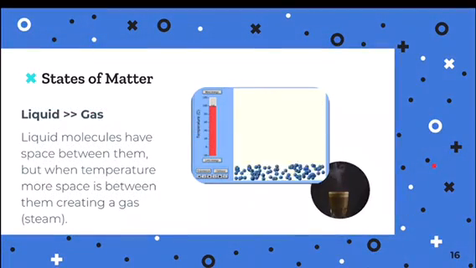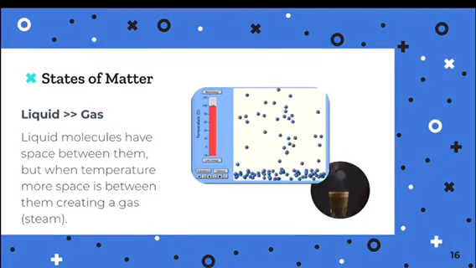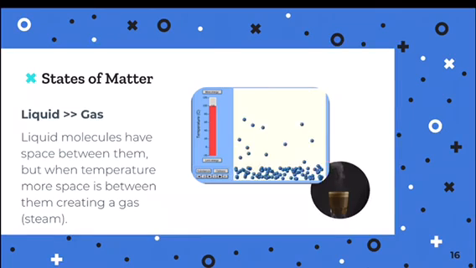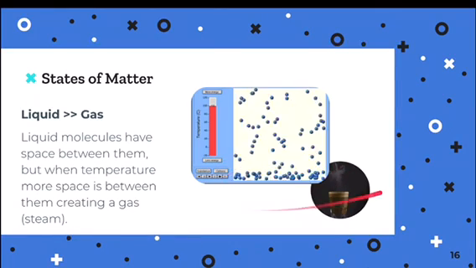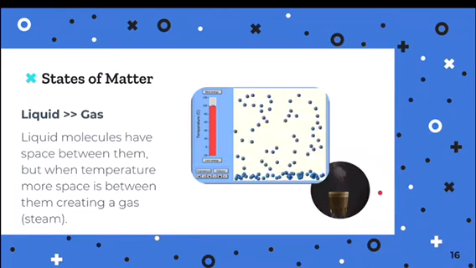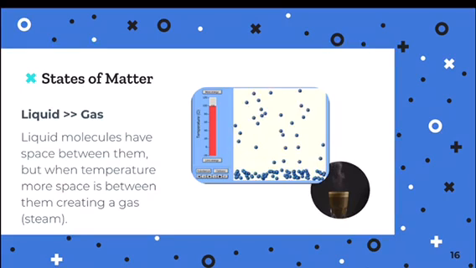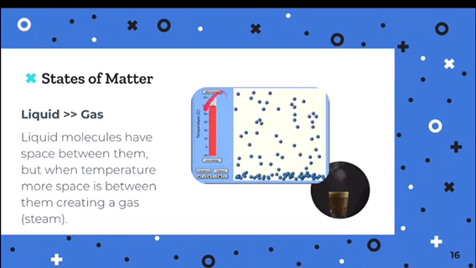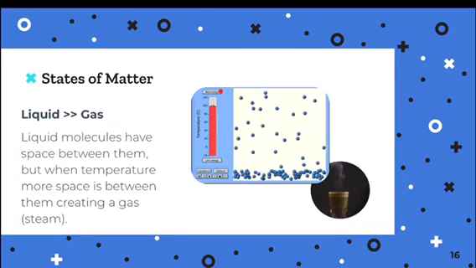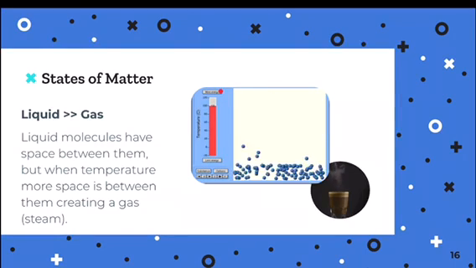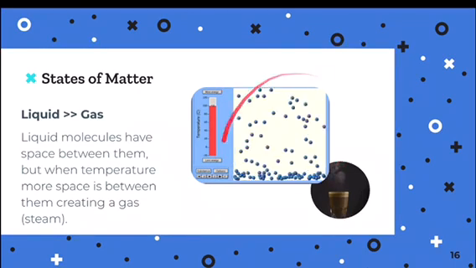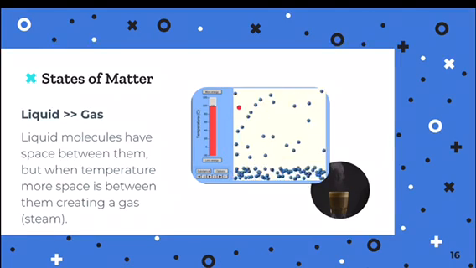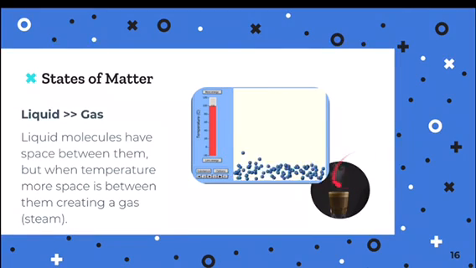Now, liquid can also turn into gas. You see how initially we can see at the bottom how the molecules are sort of packed together, but they have space in it, just like how a liquid one has. But you see how this temperature is high? That high temperature causes the molecules to have even more space in between them, causing things like steam, as you can see in this picture.